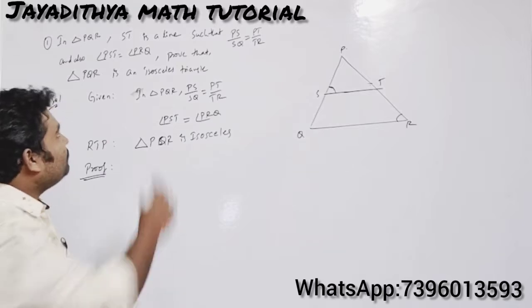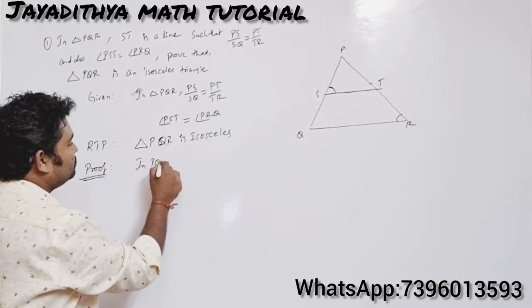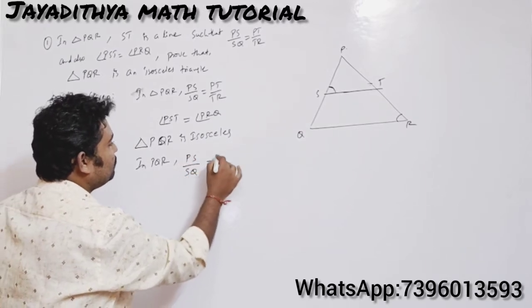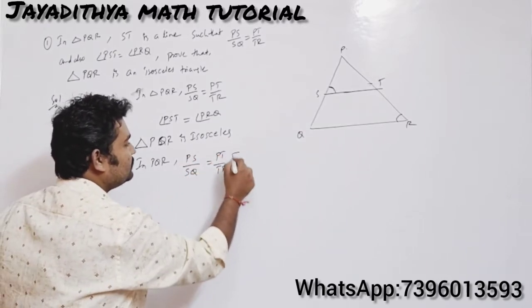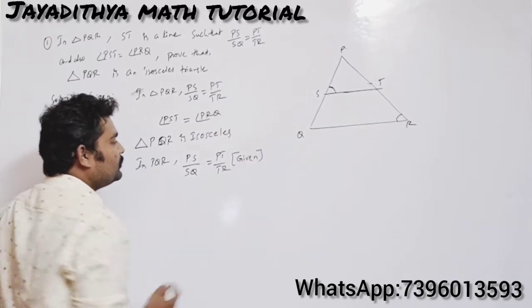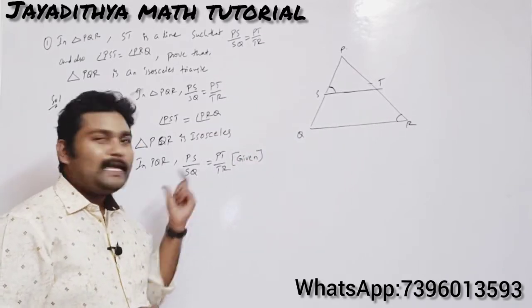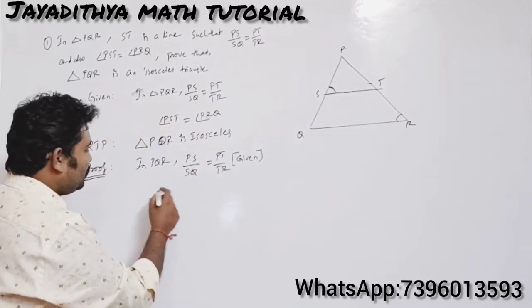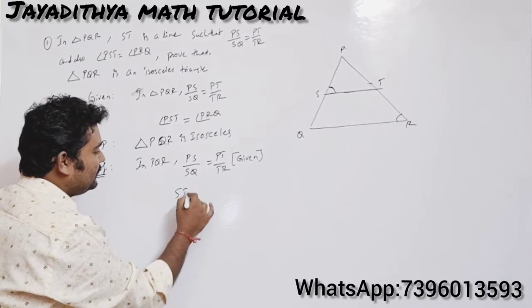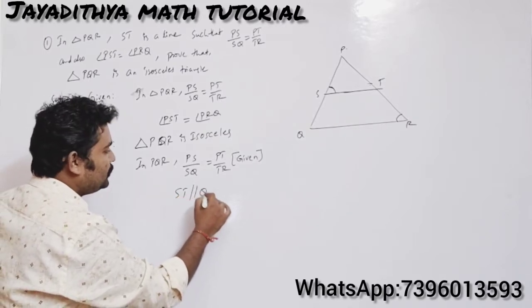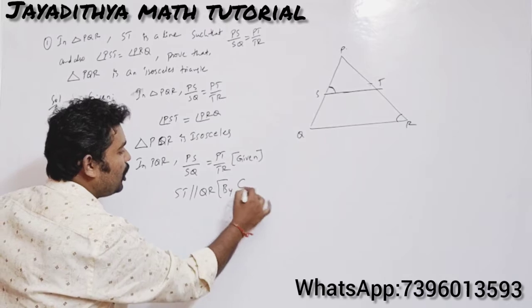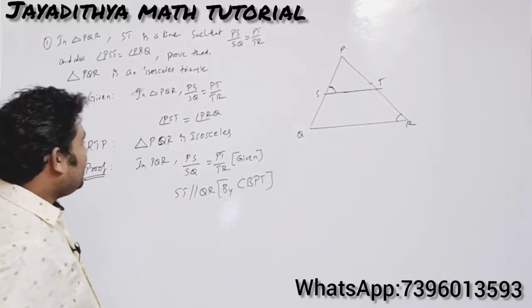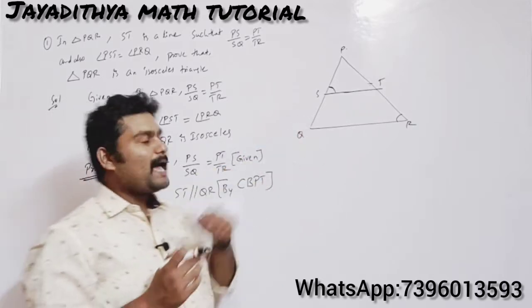So what is the given data given here? In triangle PQR, what can you say here? That is PS by SQ is equals to PT by TR. This is the information given. So here the ratio is given. So by converse of basic proportionality theorem, what can you say here? ST is parallel to QR, right? So by converse of basic proportionality theorem, you can write that ST will be parallel to QR here. So by converse of BPT, clear?